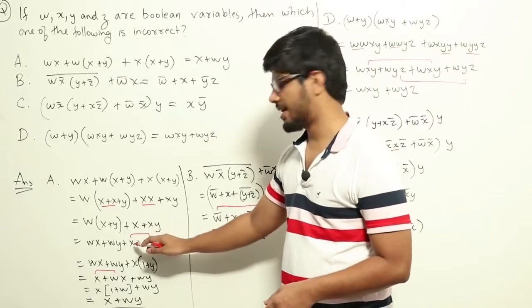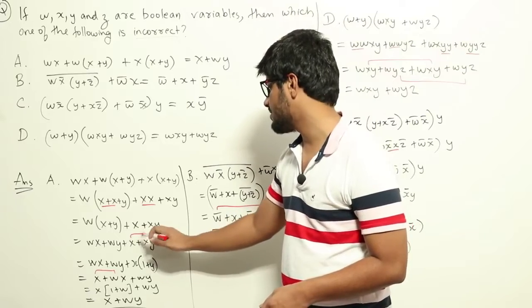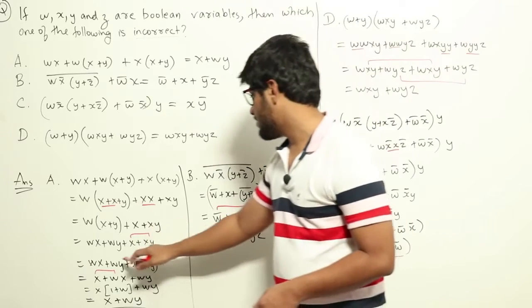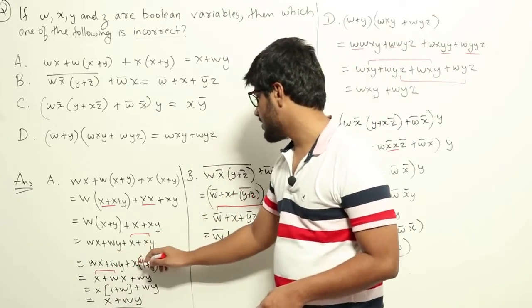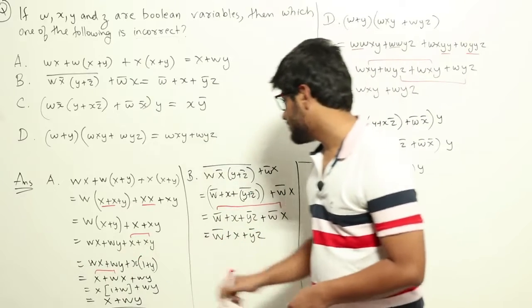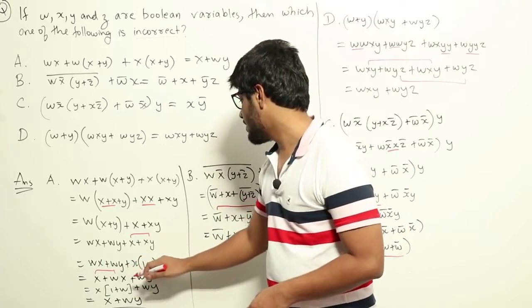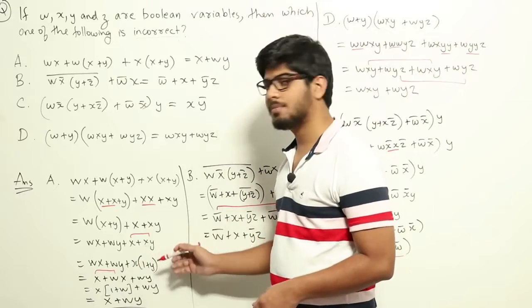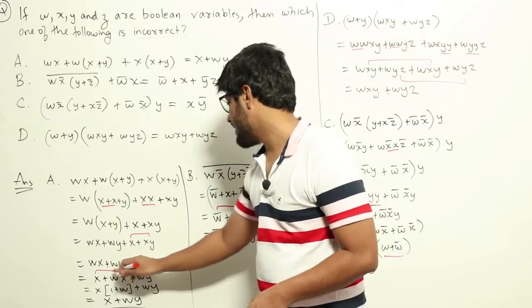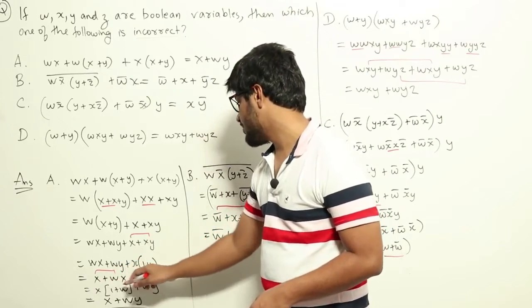Now if you see, we have x plus xy here, that we can rewrite as x into 1 plus y. Now that will become wx plus wy plus x into 1 plus y. Now x into 1 plus y will become x only, 1 plus something is 1 only. So this part will be x, that I can write here, plus wx plus wy.